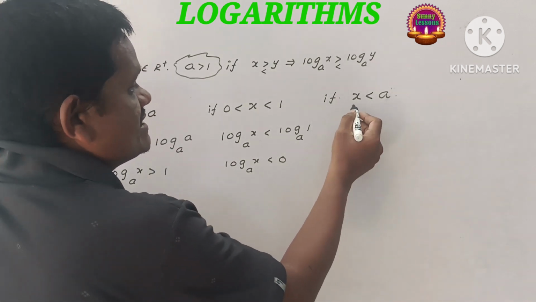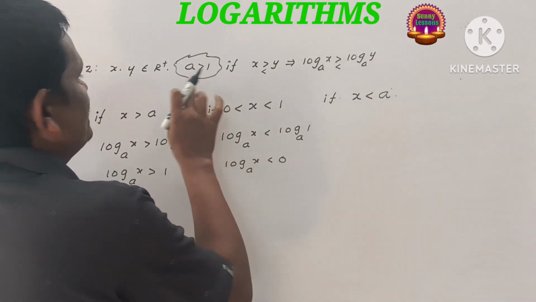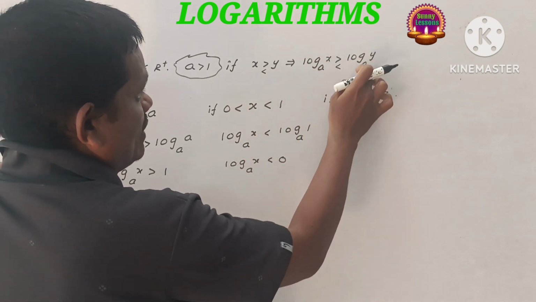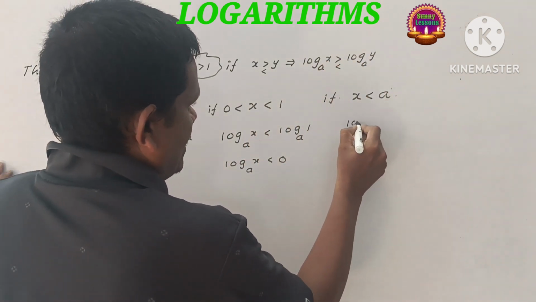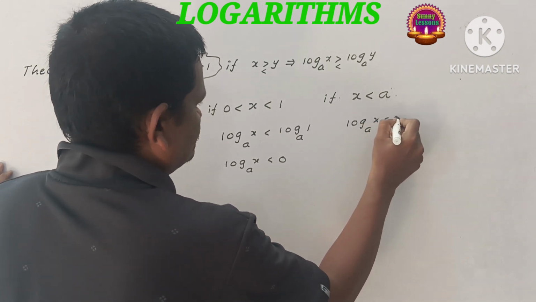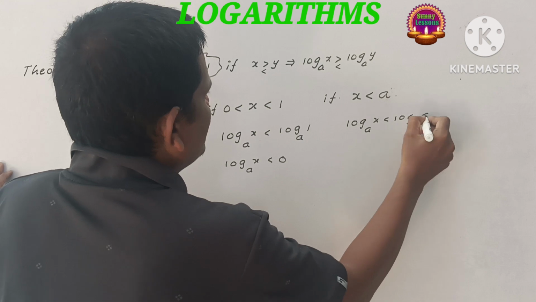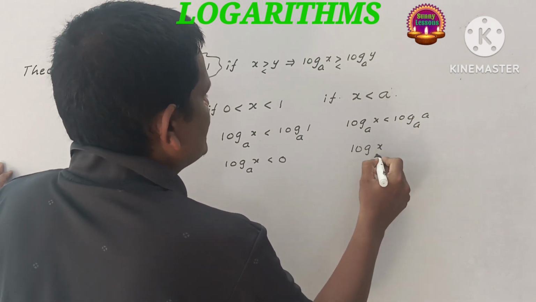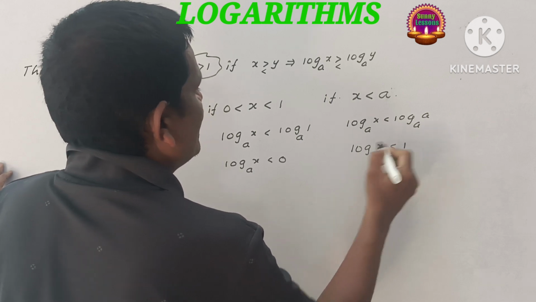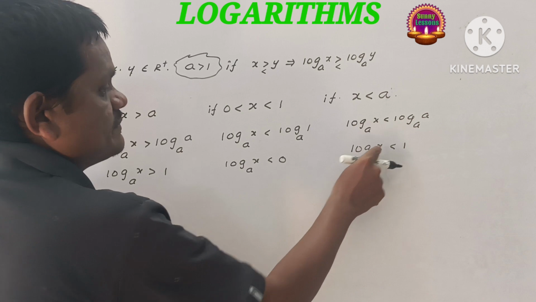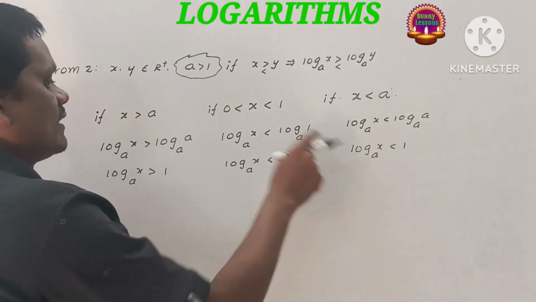Next, the third condition is if x is less than a. Apply logarithm on both sides: log x base a is less than log a base a, whose value is 1. So if x is less than a, then log x base a is less than 1.